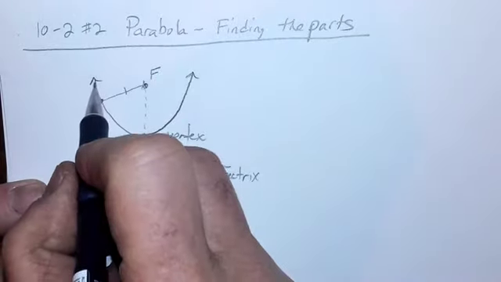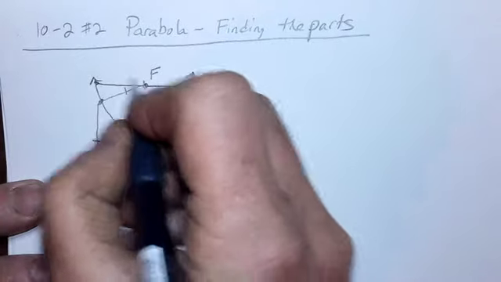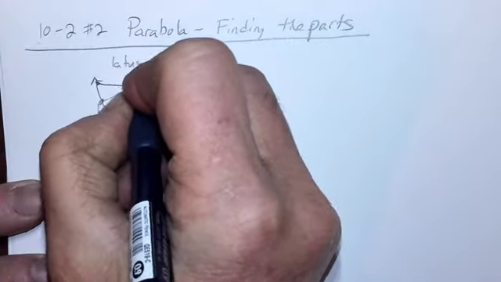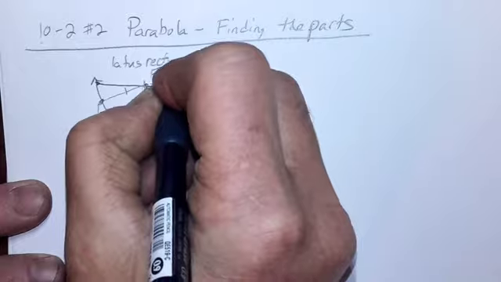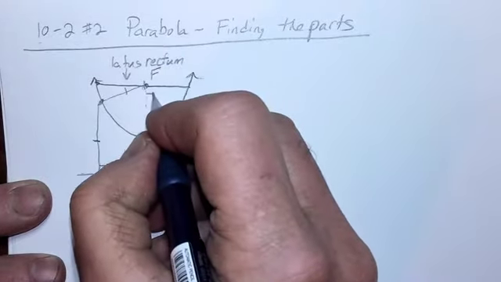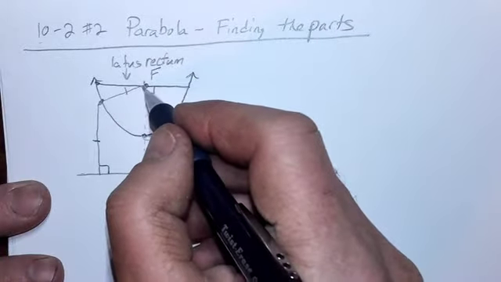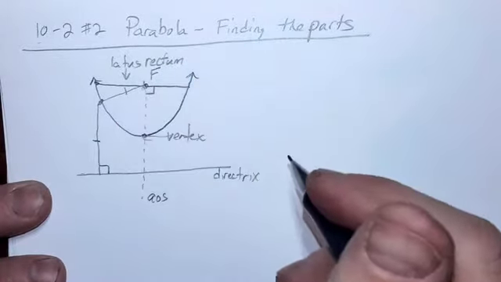And then there's a chord that runs across here that's called the latus rectum. That's what this is right here. And it's perpendicular. There's lots of chords that run through there, and those are called focal chords. But this one's a special one. It's called the latus rectum.